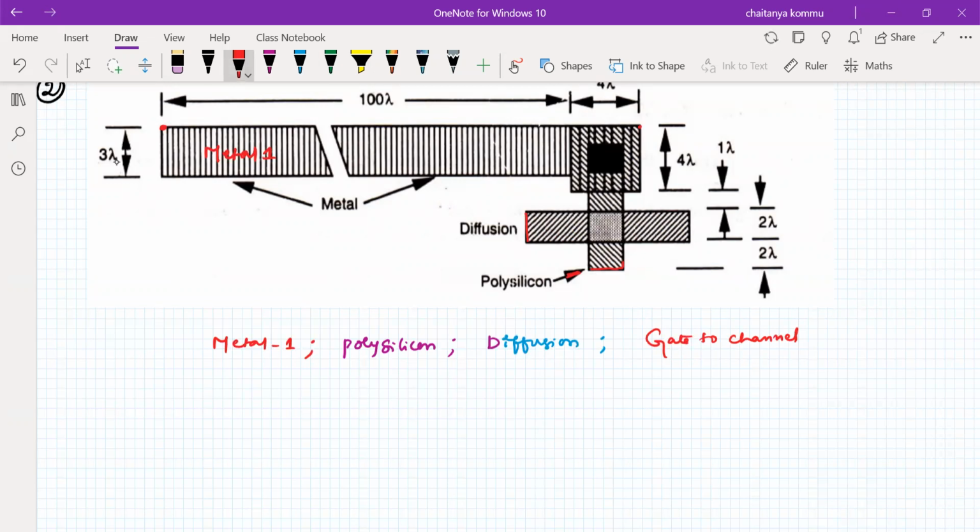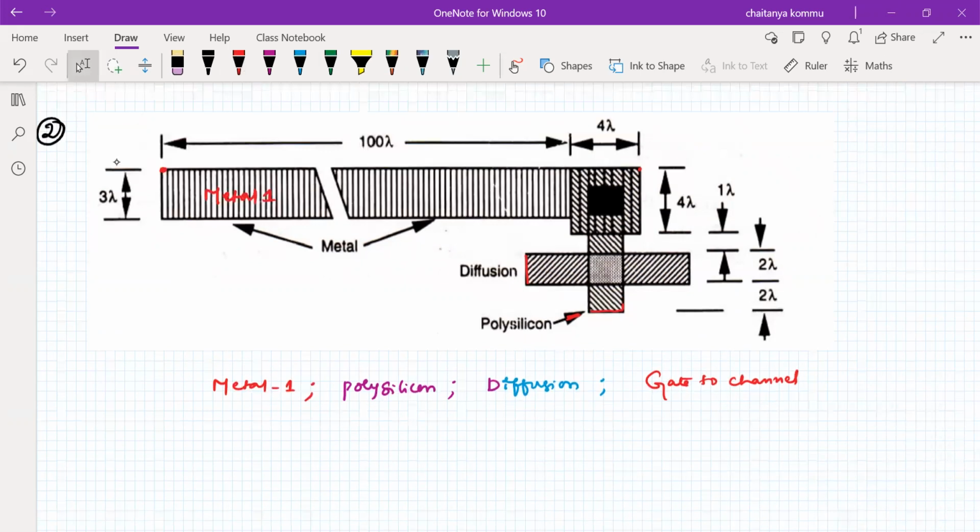So if you consider the metal one, it is extended from 0 to 104. But it is actually the overlap region. You observe this one, this is the overlap region. What is the overlapping here actually? It is the polysilicon overlapped with metal one. Are you agree with me? So for the time being, I don't want to consider this overlap region for the metal. I want to use it for other purpose. So the core point is that there is a metal available for 100 lambda units.